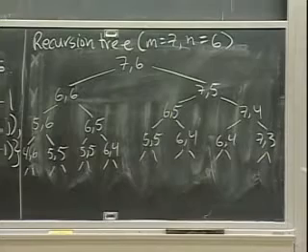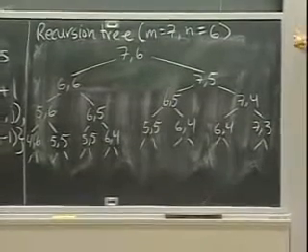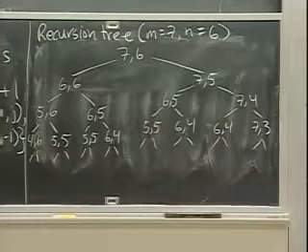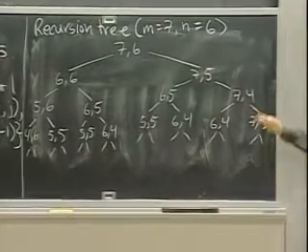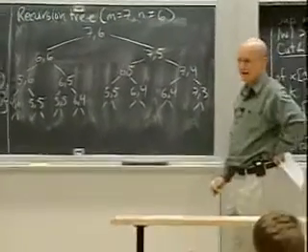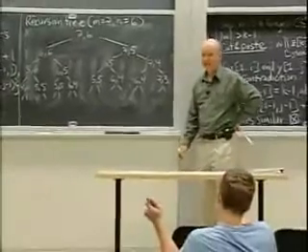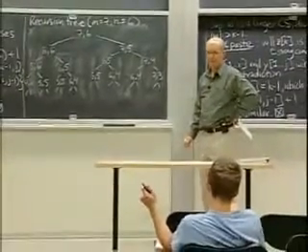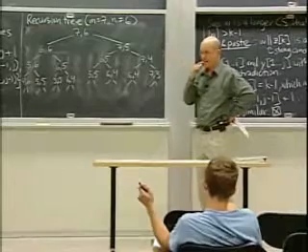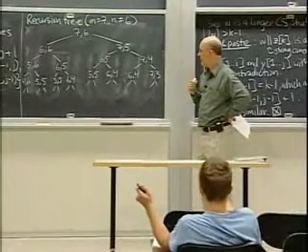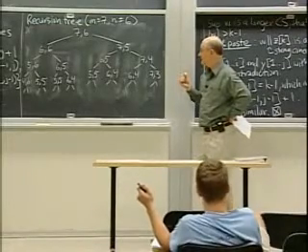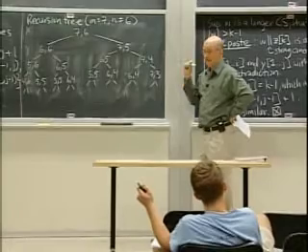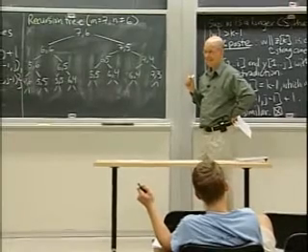Okay? So what's the height of this tree? Not of this one for the particular value of m and n, but in terms of m and n. What's the height of this tree? Yeah? It's the max of m and n. You've got the right idea, it's theta of the max, plus one.